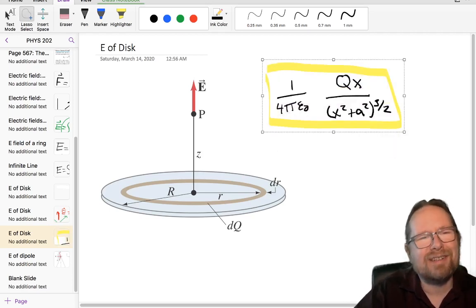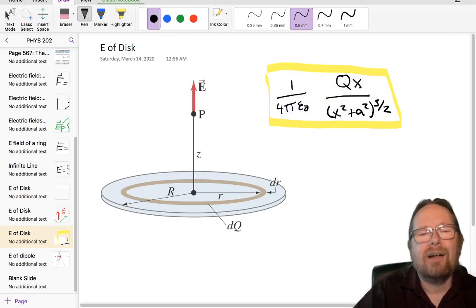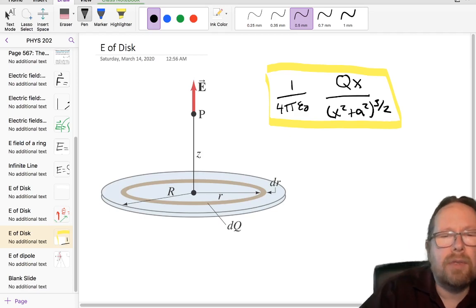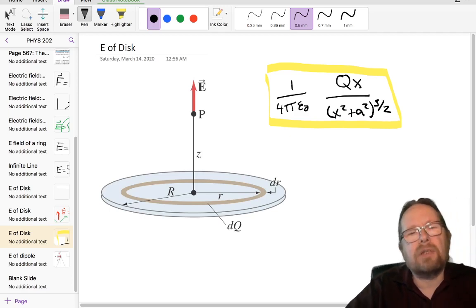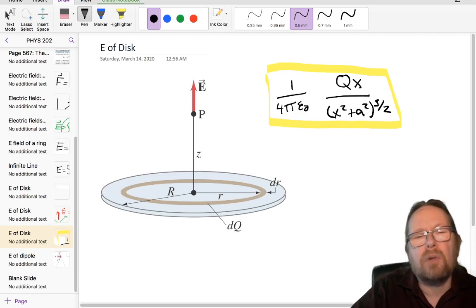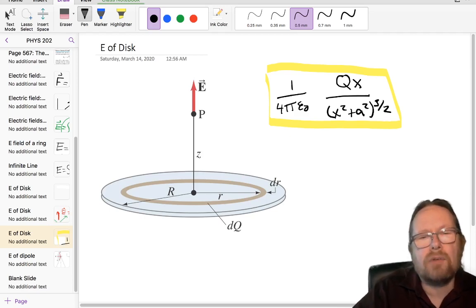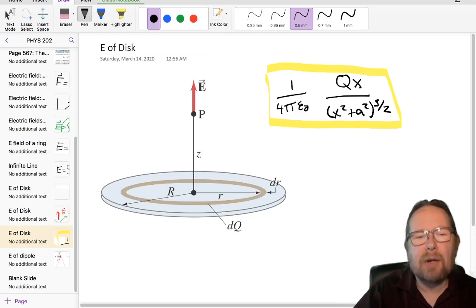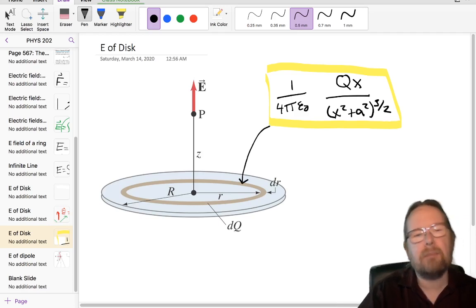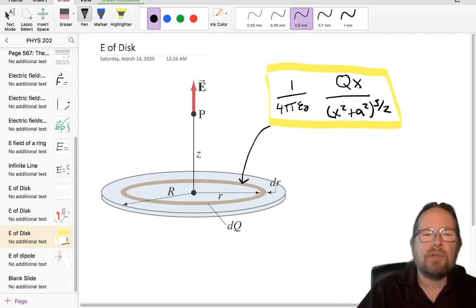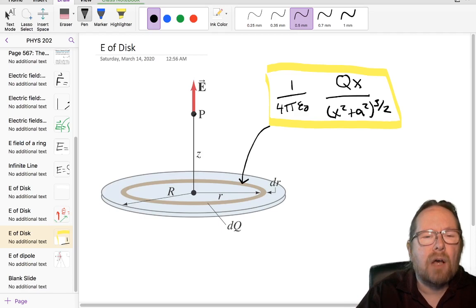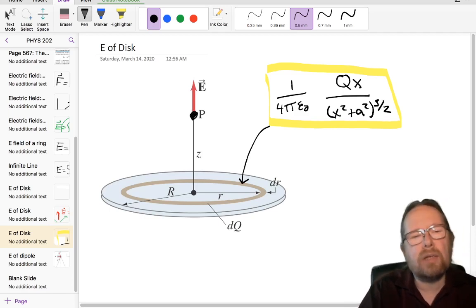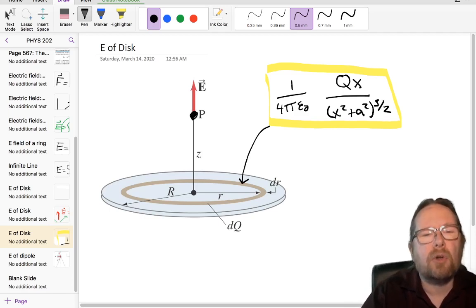We already found the electric field of a ring of radius a distance x away, is equal to the charge of the ring times our distance from the ring, divided by the square root of x squared plus a squared, where a is the radius of the ring, to the 3/2 power. We're going to use this as our dq. In other words, we're going to think of this disk as being made up of a bunch of rings, and we're going to add up the electric field of all of those individual rings to determine the total electric field.